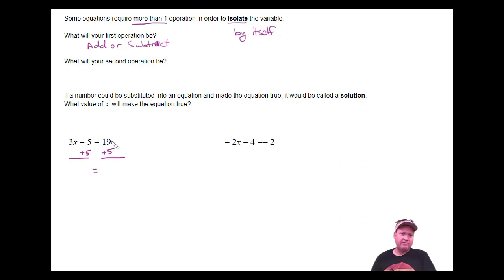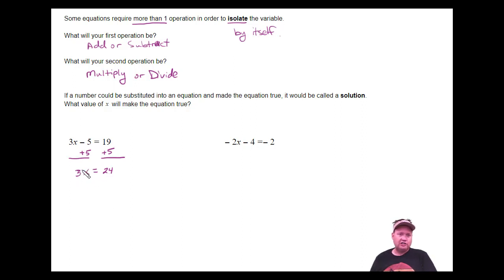Let's copy it down. On the right side, 19 plus 5, we can count, it's 24. And the minus 5 and plus 5 over here turn to zeros. They're gone. We're not going to write the 0. But we are left with 3x. And now we are down to a one-step equation. This only requires one more operation, and that is we have to get rid of the 3. The second operation, if we come back up here, will always be a multiply or a divide step. So in this problem, it says 3 times x equals 24.